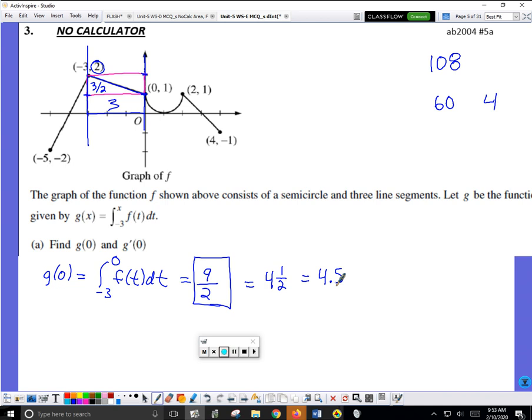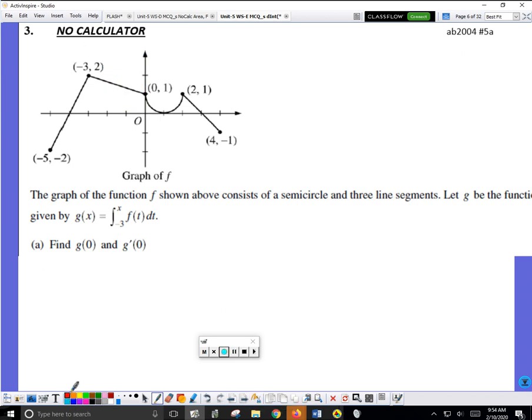We need to find g prime of 0. So, just like before, we have a formula for g, so we use Marin's advice. We take the derivative first. Waiting for the copy to work here. Maybe it worked and I just didn't see it. Yep, we're good. So I need to take the derivative. So I need to find g prime of x. So I want d over dx.